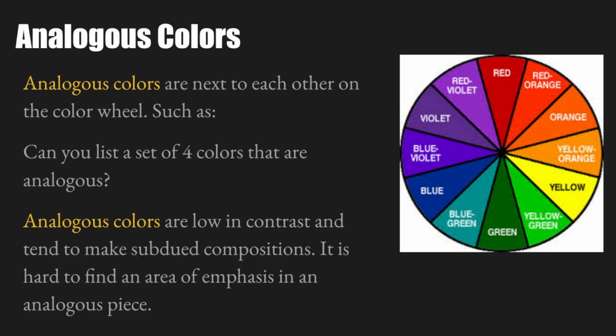Moving on, we are now looking at analogous colors. We are just looking at different color bodies to teach you a little bit more about color so we can talk about it when we are all working on our projects. Analogous colors are next to each other on the color wheel. Okay, so we're looking at the color wheel on the screen. Can you list a set of 4 colors that are analogous to each other? For example, if I start with blue, I can move to blue-green, green, and yellow-green, which are all analogous to each other on the bottom left of the color wheel.